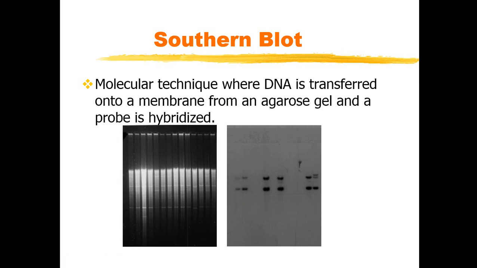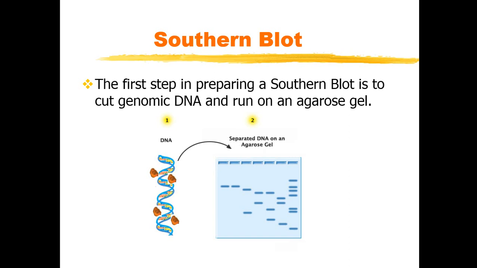Southern blot is a molecular technique where the DNA is transferred onto a membrane from an agarose gel and hybridized with a probe for identification of DNA fragments. So the first step is genomic DNA is cut with the restriction enzyme. Second, the fragments are separated onto the gel.